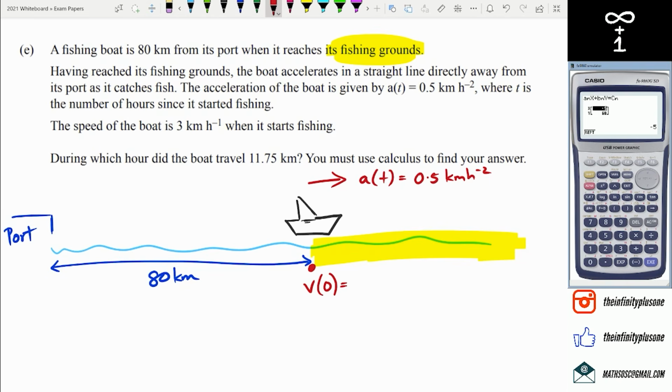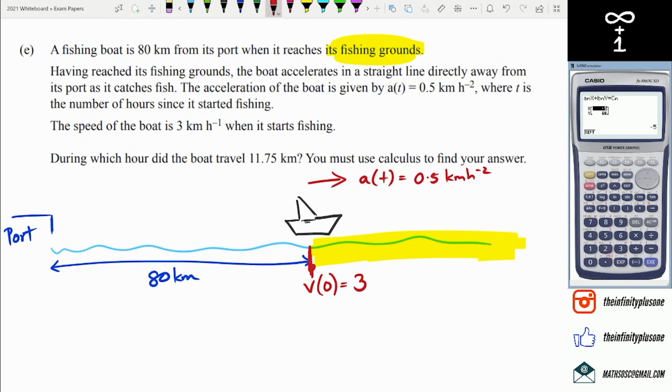So we have v of 0 is equal to 3. That's the thing that we need to know, because they can only fish when they reach the fishing grounds. Which means at this point right here, at the red line, their speed is 3. Now the question says, during which hour did the boat travel 11.75 k's?